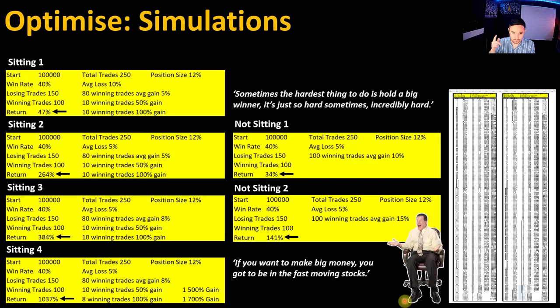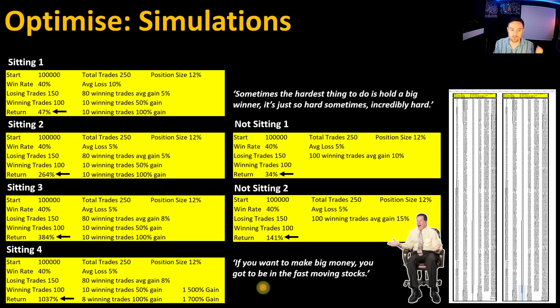Now what I want to show you is some simulations. As we've been making quite clear throughout, Qullamaggie sits for the home run trades. He thinks sitting is really important, and our character here, let's call him Jeff, is quite stunned by these results. So let's do some quotes, then I'll take you through these simulations. Sometimes the hardest thing to do is hold a big winner. It's so hard sometimes, incredibly hard. If you want to make big money, you've got to be in the fast moving stocks.